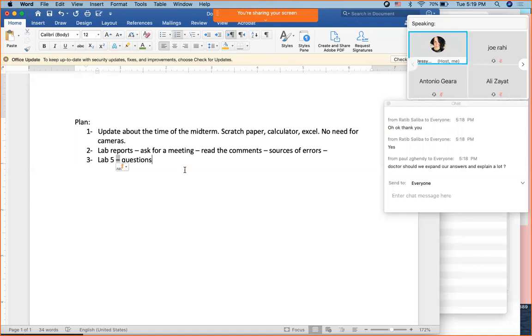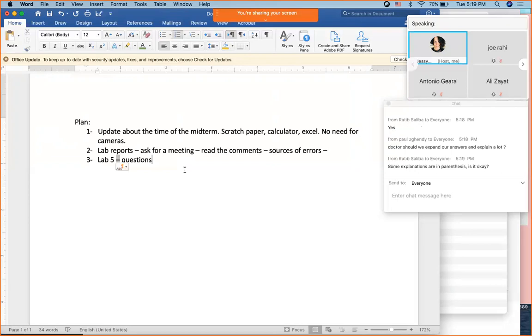Should we expand our answers or explain a lot? Concerning lab 5, try to discuss the brightness in terms of voltage and current, and try to explain why, you know, in series, in parallel, what happens to the current, how is it distributed, what happens to the voltage or the potential difference, how is it distributed. All this will actually help you to explain it, okay? It's not like explain it a lot, but explain it well.